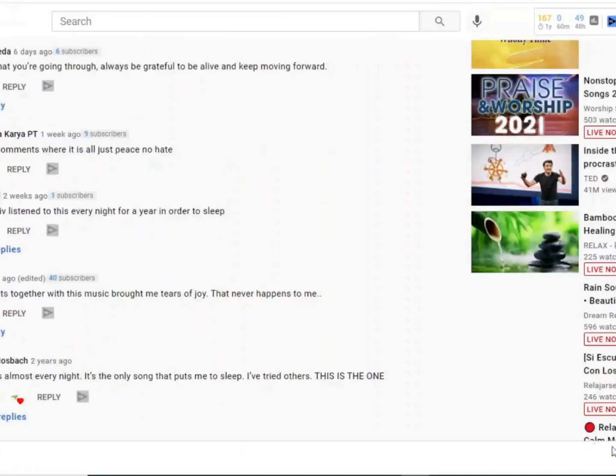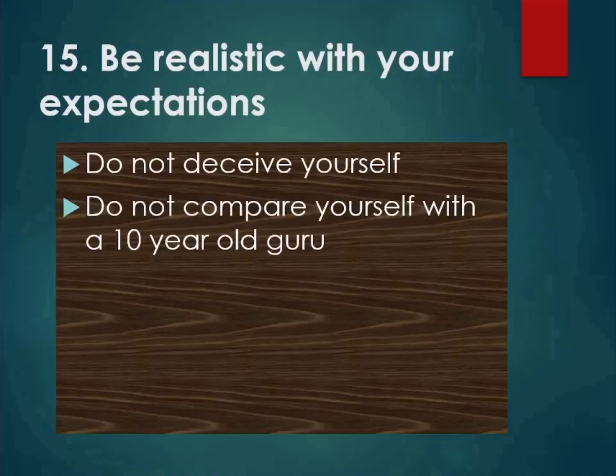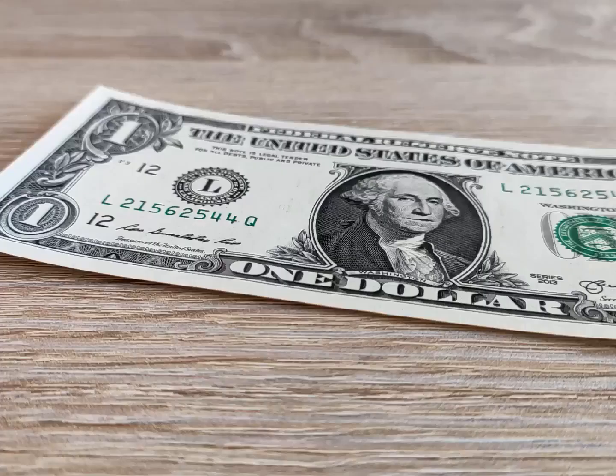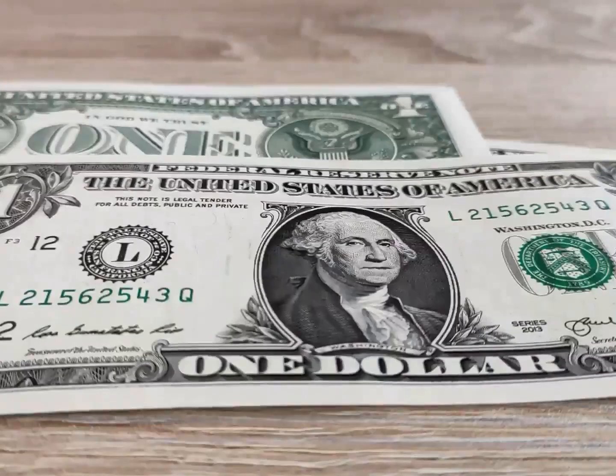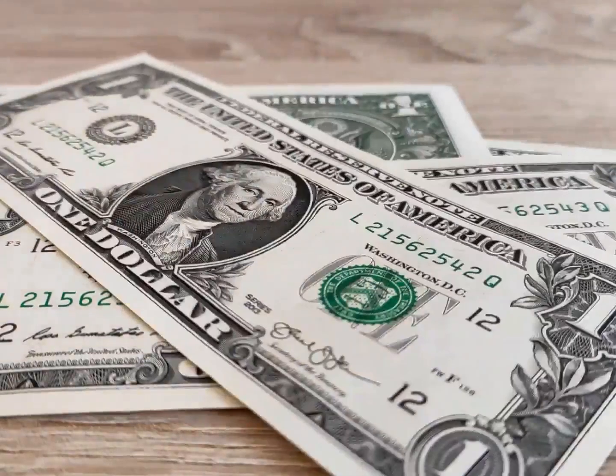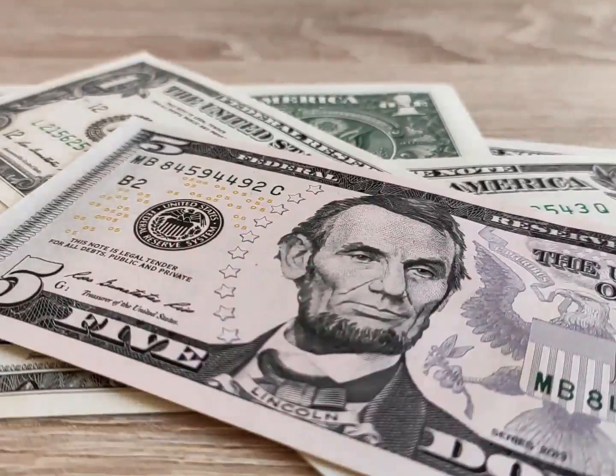Secret number 15. Be realistic with your expectations. Avoid exaggerated expectations. It is quite unrealistic for a month-old YouTuber to compare themselves with a 10-year-old guru. For a fruit tree to bear fruit, you must prepare the ground, plant, water, and manure it, then give it time to grow. You do bad to get discouraged for not measuring up to high YouTube performers. Be yourself and go slow.